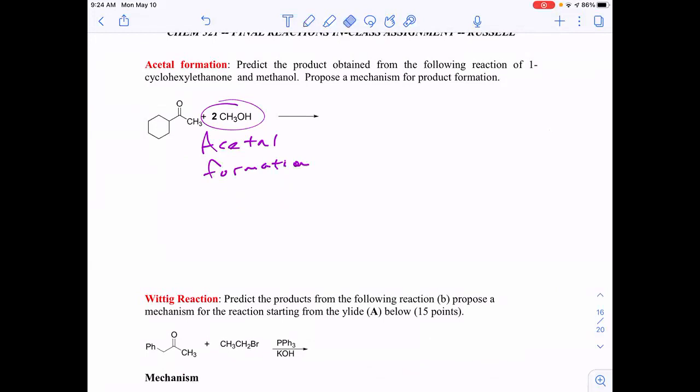Right. So when we predict the product, now we know what we're getting ready to do.